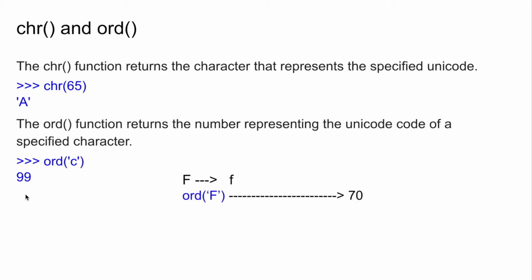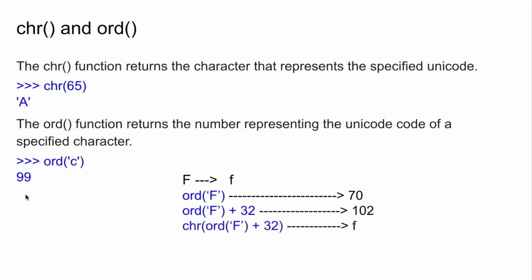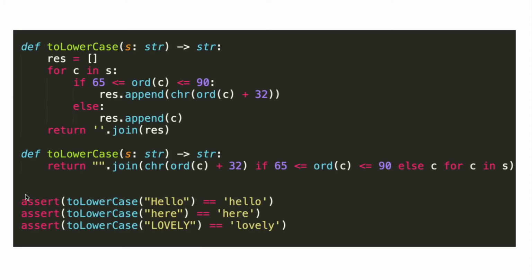Firstly, use the ord function to get capital F's ASCII value. Then add 32. Then use the chr function to change it into lowercase f. Also go through the given string letter by letter. If this letter's ASCII value is between 65 and 90, then this letter is a capital letter. Change it to the lowercase letter and save it to the result. Else just save the original character to the result.